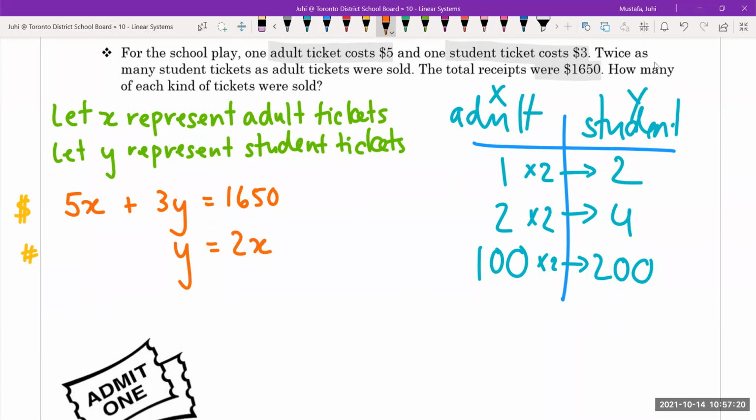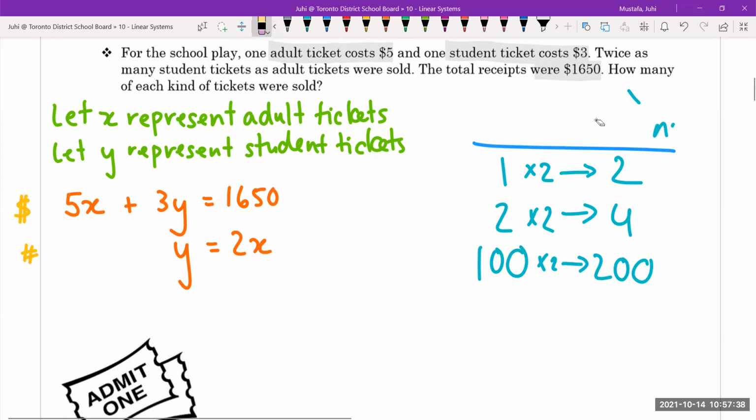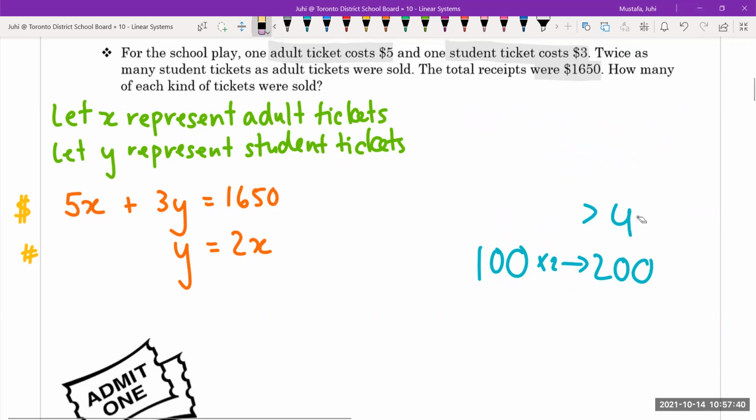And the reason why it's counterintuitive is you see twice as many student tickets, so you may be really tempted to put 2 times y is equal to x, but that's not the case. It's kind of the other way around. The number of student tickets is 2 times as many as adult tickets. You guys, that is going to require a little bit of thinking. You may not get that right away because it's not very intuitive. You may have to think about that a little bit.